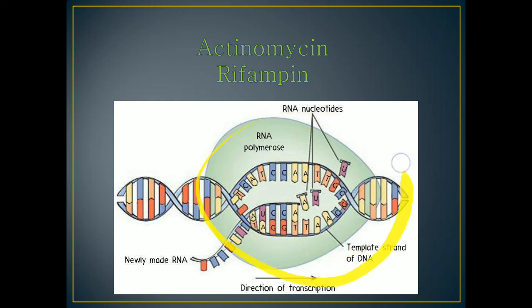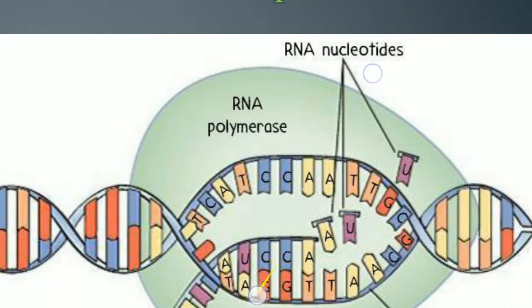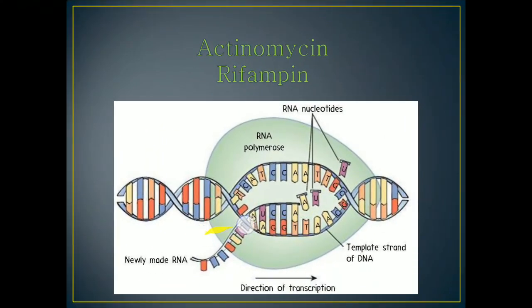The RNA polymerase attaches to the DNA and opens up the DNA. You can see over here it was closed, and here it has been opened up. When it is opened up, one of the strands acts as the template, and based on whatever nitrogenous base is present over here, the corresponding base is added by the RNA polymerase to form the newly made RNA. This process is called transcription.